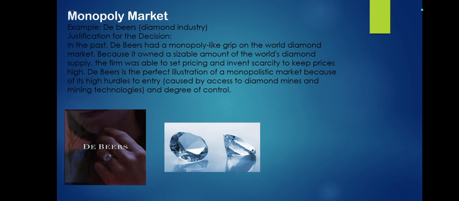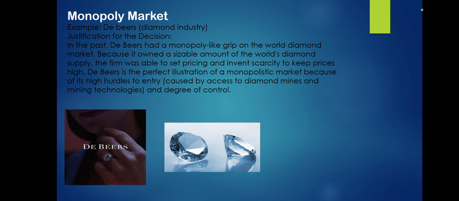Next, we have monopoly market. The example that I've chosen for monopoly market is De Beers. They are in the diamond industry. The reason for me to choose this is because in the past, De Beers had a monopoly-like grip on the world diamond market, and it owned a sizable amount.